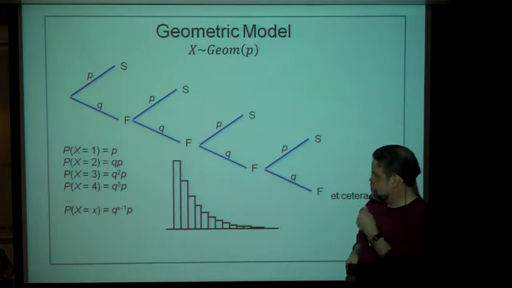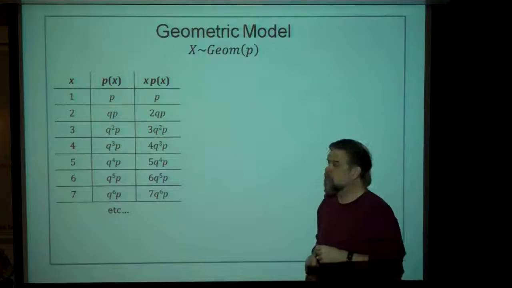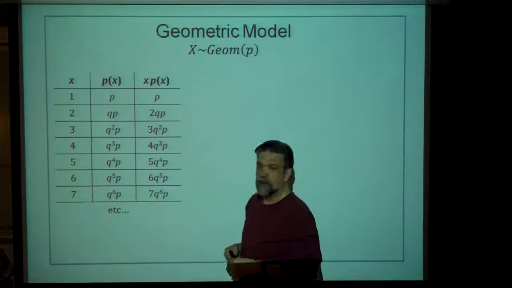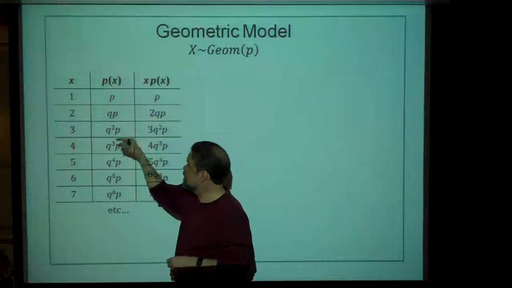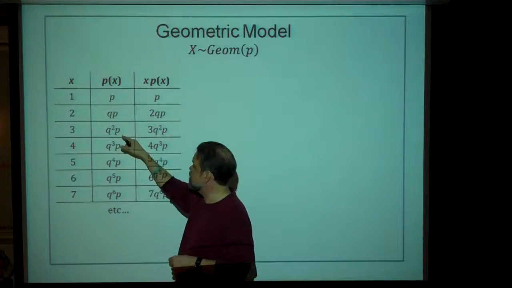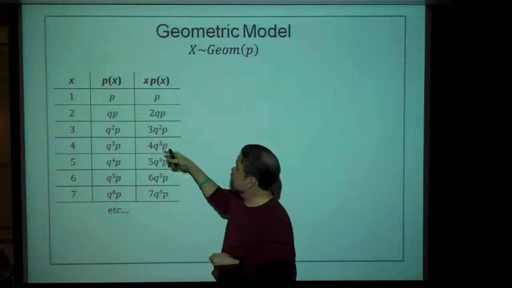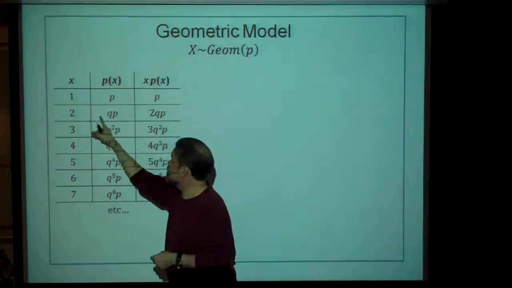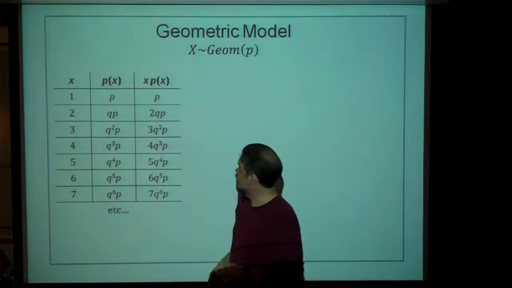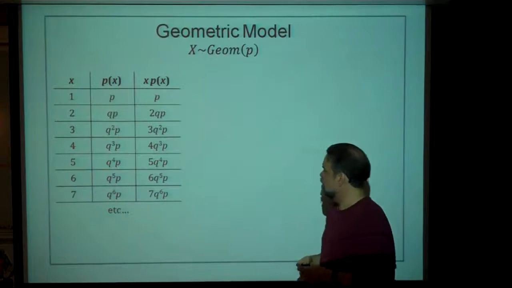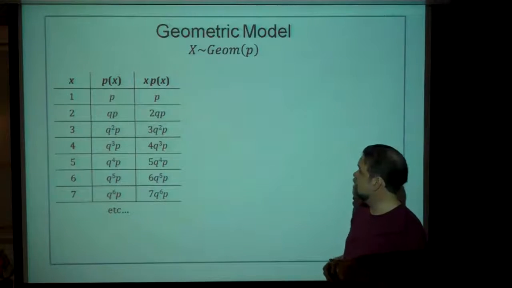What's your mean? Well, to find that out, we've got to do a little more work here. Here's our probability model, okay? Probability that x is 1 is p. Probability that x is 2 is q times p. We just went through this. Probability that x is 3 is q squared times p, etc., etc. So then to calculate the mean, we would say, okay, 1 times p is p, 2 times qp is 2qp, 3 times q squared p is 3q squared p, etc., etc., etc. And this is going to be hard to calculate, or at least it appears at first that this is going to be hard to calculate.